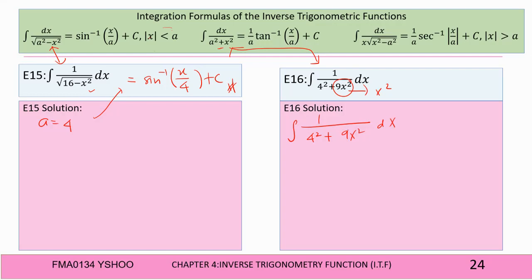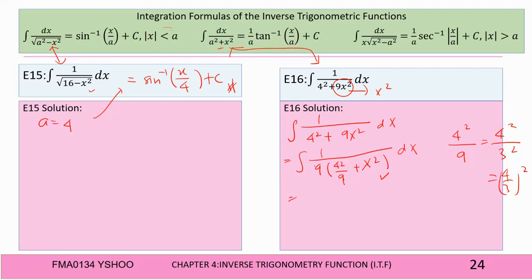This is my question, so I want to kill off my 9 by factoring out 9. So this will become 4 square over 9 plus x square. We factor our 9 out, dx nothing changed. Now this is the same as x square, so now my a has changed. I have 4 square over 9, or 4 square over 3 square, or it is 4 over 3 square.